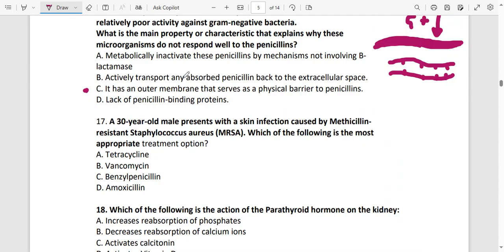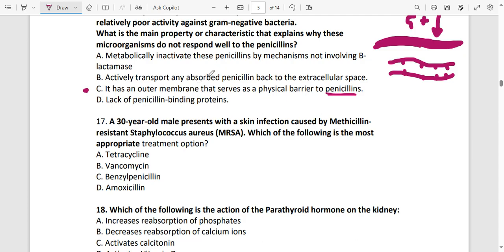Okay, actually, the reason is just here. It has an outer membrane that serves as a physical barrier to penicillins, because the outer membrane is serving as a barrier for the penicillins to enter. I'm guessing that the outer membrane they're mentioning is the outer cell membrane, because you also have the inner cell membrane. Sorry, the cell wall.